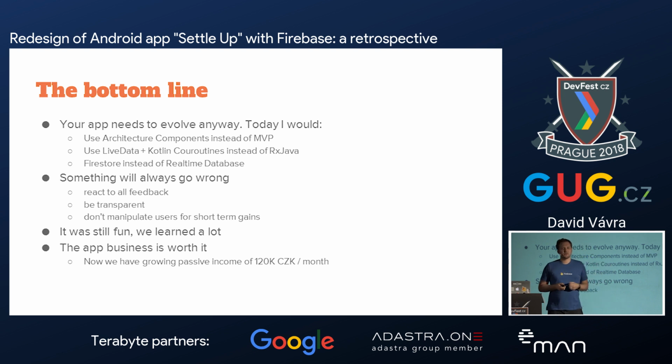You should always react to all feedback, especially negative feedback, and react to it politely. You should be transparent to your users. Don't try to trick your users, especially into purchases. Sometimes it's tempting to manipulate users for short-term gain. Maybe you will get more revenue short-term, but long-term it always hurts.